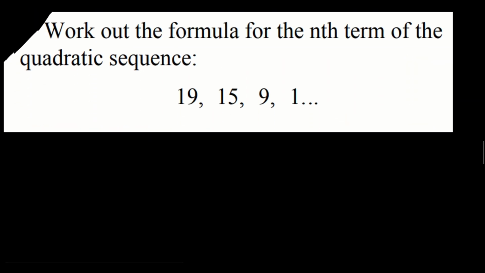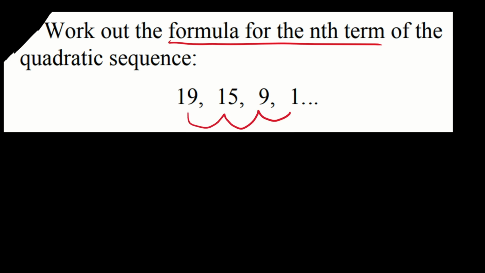Okay, let's move on to a harder question. Now you have to work out the formula of the nth term. The formula is the most difficult part, and here the second difference comes into play. First of all, you subtract 4 to get from 19 to 15. Then you subtract 6. Then you subtract 8. So the second difference in this case is negative 2.